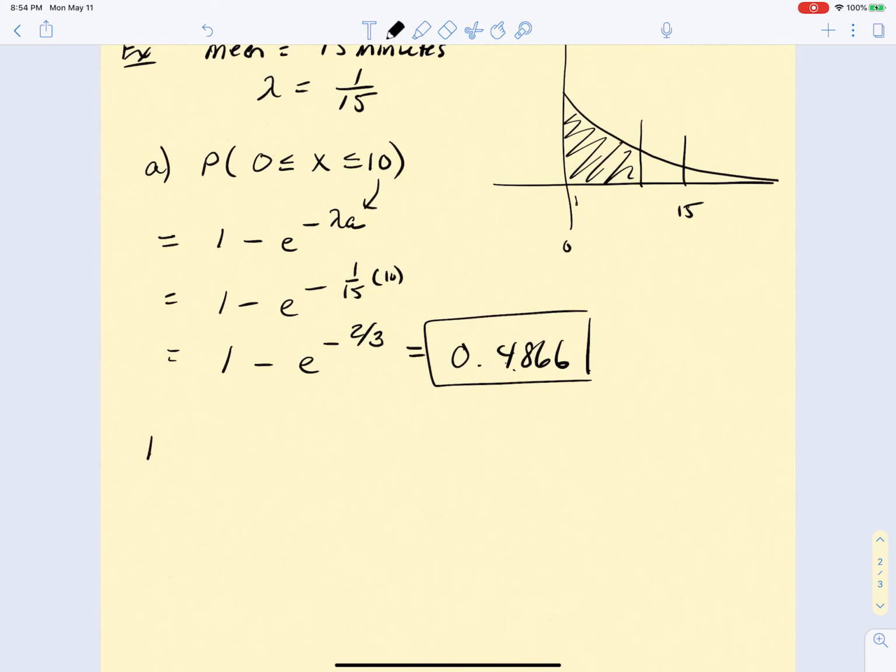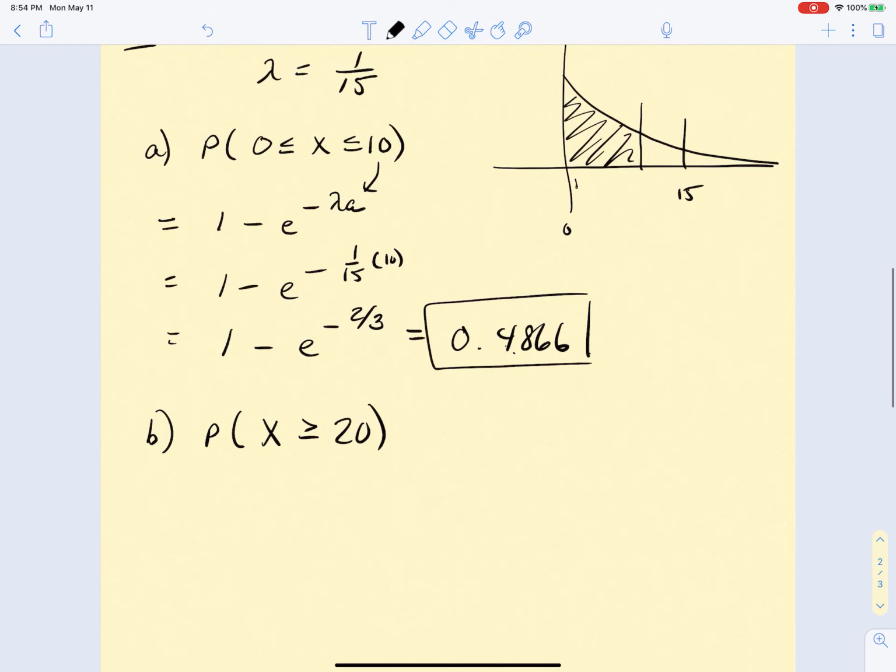So now let's think about another problem here. Let's say we want to know the chance that something takes more than 20 minutes. Maybe there's some kind of guarantee or incentive we'll offer if a phone call takes more than 20 minutes to come, or whatever this thing is. So using the formula, we know that this is e to the negative lambda a from above. So here a is 20 and lambda is still 1 over 15. And this is e to the negative 4/3.